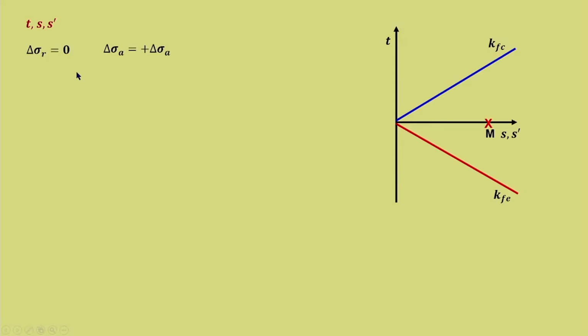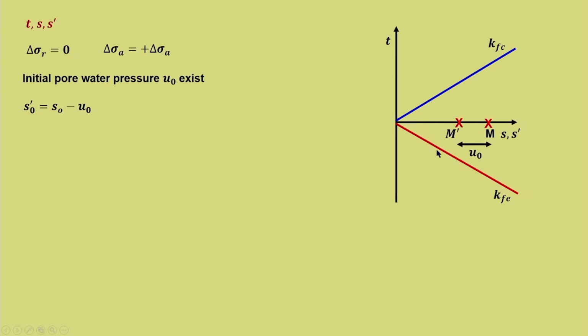Starting point is there, delta sigma r 0, delta sigma A is equal to plus delta sigma A, everything remains the same, u naught exists. So, then it will be shifted. Now, this also we have already seen in our initial stress path discussions, like S naught dash will be S naught minus u naught. So, in case you have any doubt, please refer back to the earlier lectures. So, this is the point M dash. Okay. So, it is separated by the initial pore water pressure u naught.